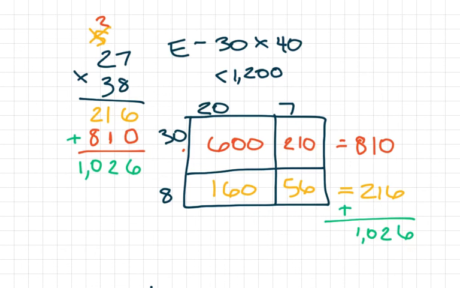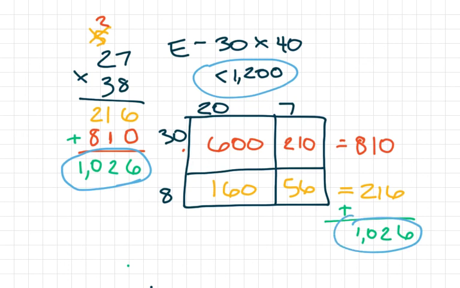My answer is 1026. I always want to go back and take a look at my estimate. My estimate was 1200. I knew that my correct answer would be less than 1200, and my answer is 1026. So that is a reasonable answer for this problem. Okay, once again, we solved a multiplication problem using an area model and the standard algorithm.